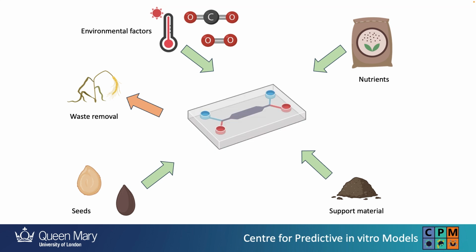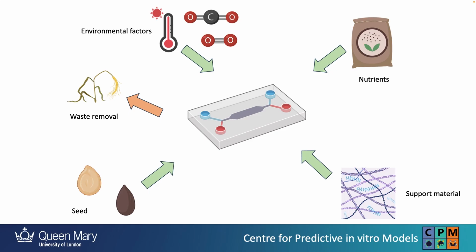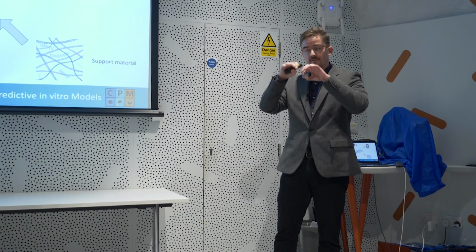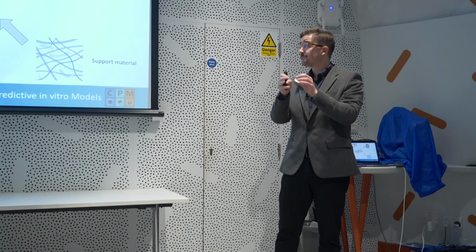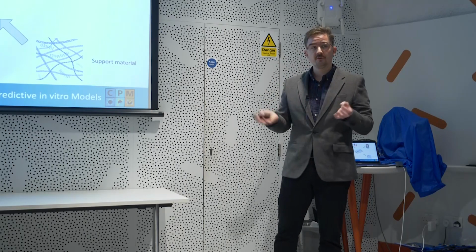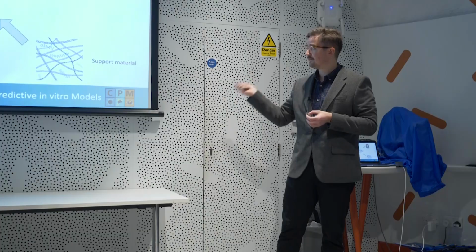You'll have to bear with me on this, but if we swap the greenhouse for an organ chip, I'm going to try and convince you now that this is a perfect analogy. So the support material, rather than being soil, is something called a matrix, and this is effectively just proteins that support the cells. The cells sit within this matrix, and it supports the growth and the function of the cells. So the matrix is the support material.